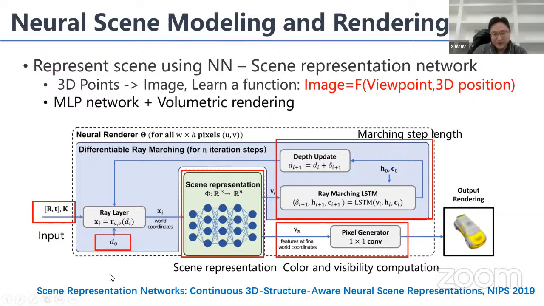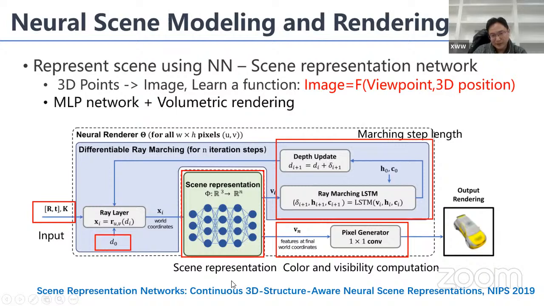So here's another paper, Scene Representation Networks, from NIPS 2019. It tried to develop a neural network to learn a function. So given viewpoints and 3D positions, it can render an image. So this is the network.